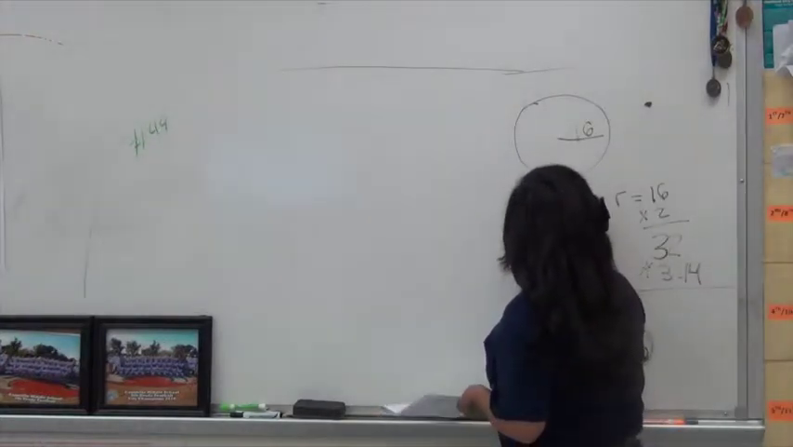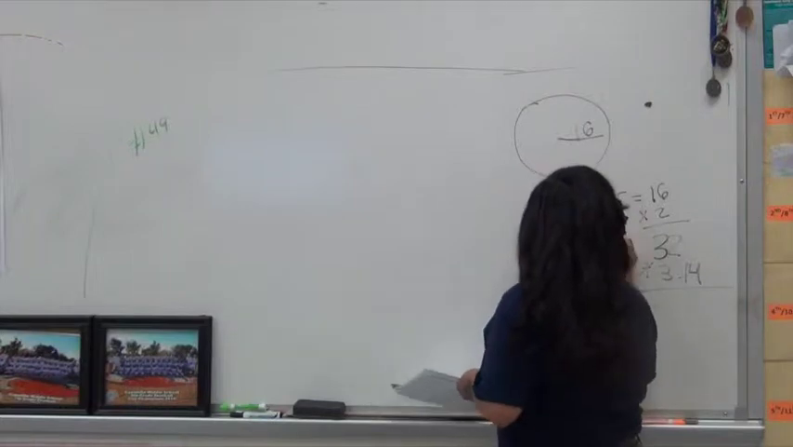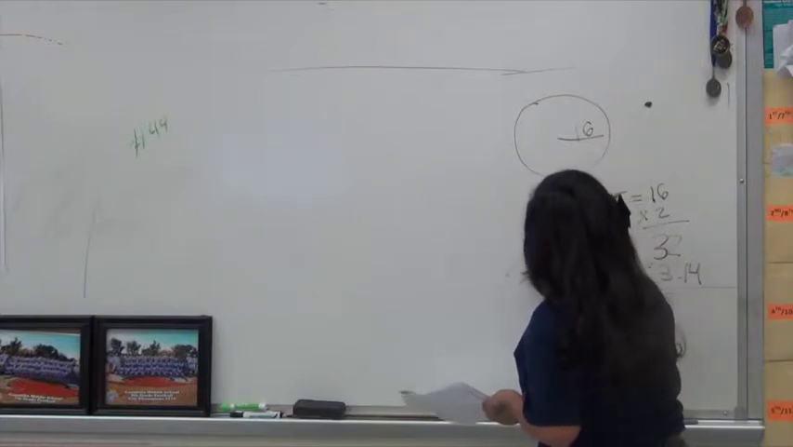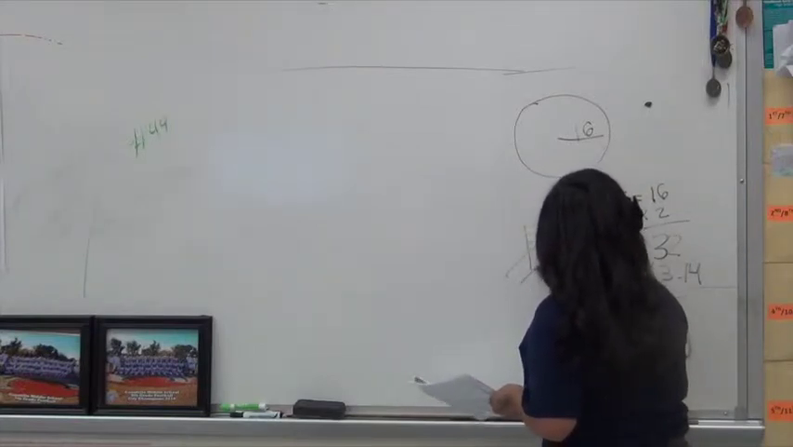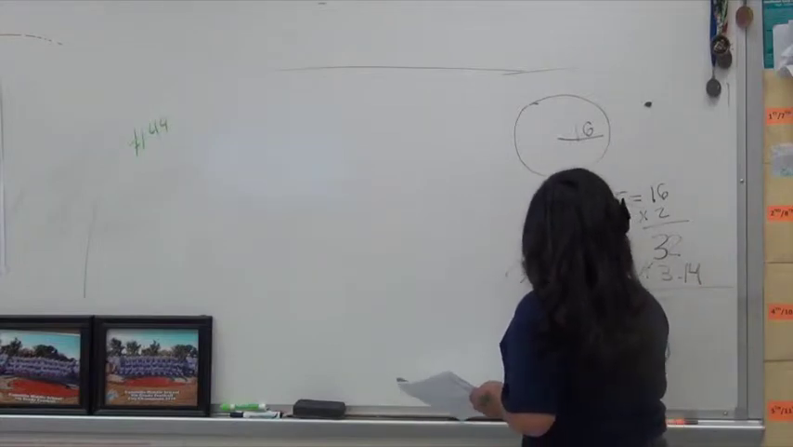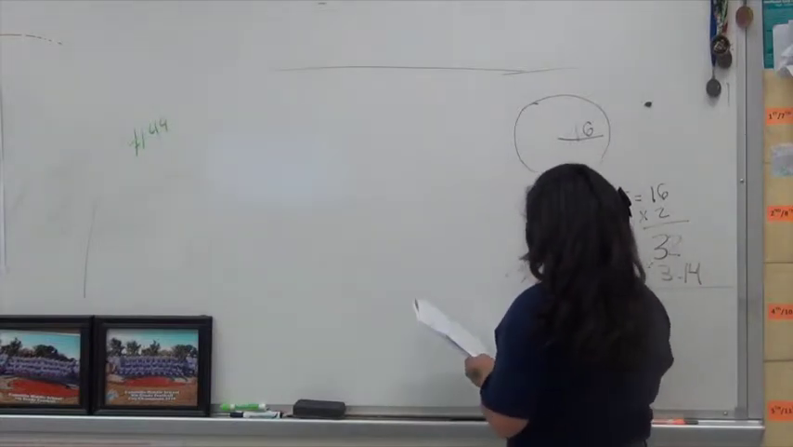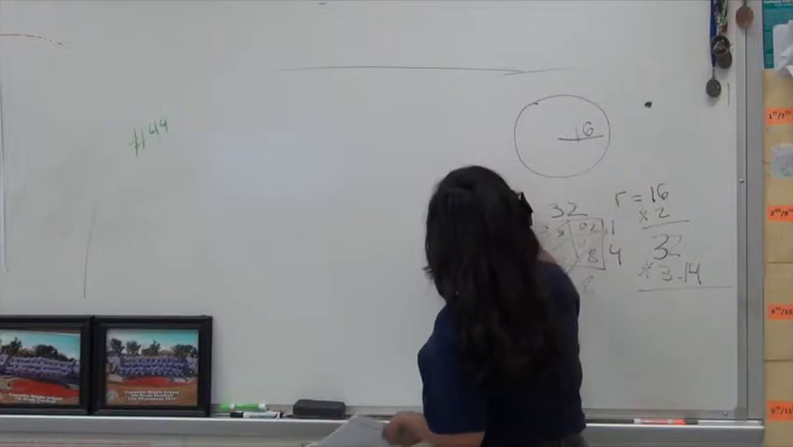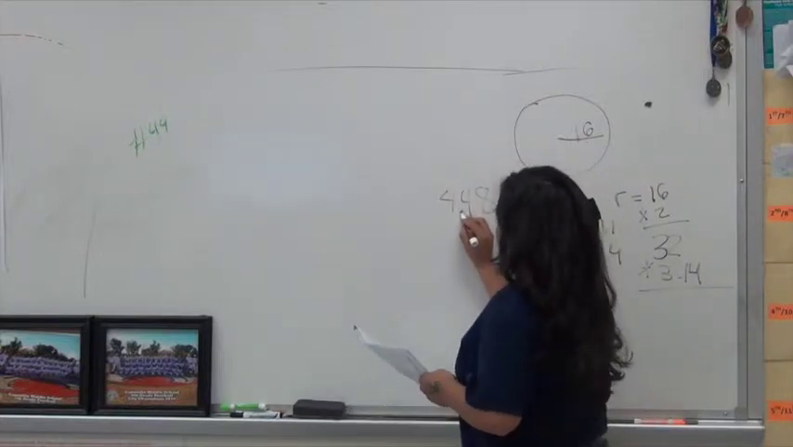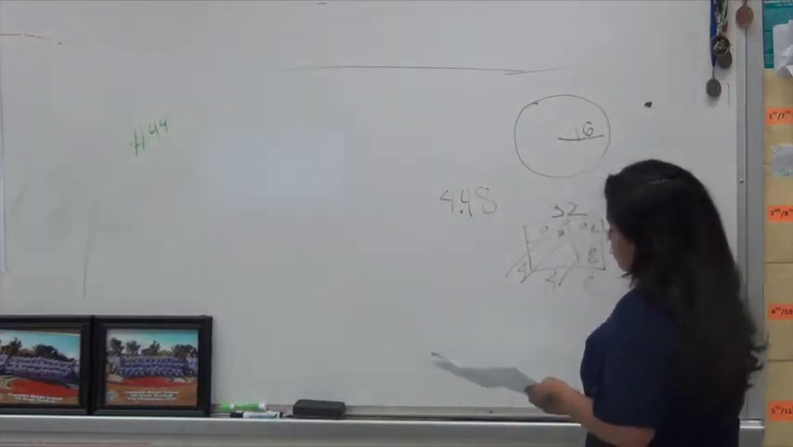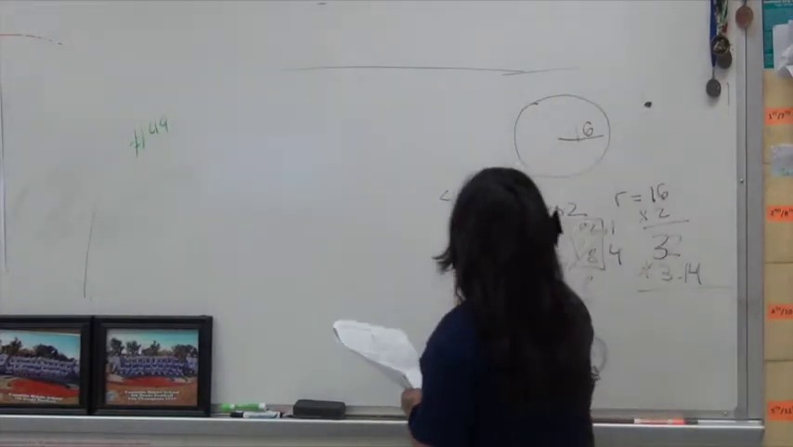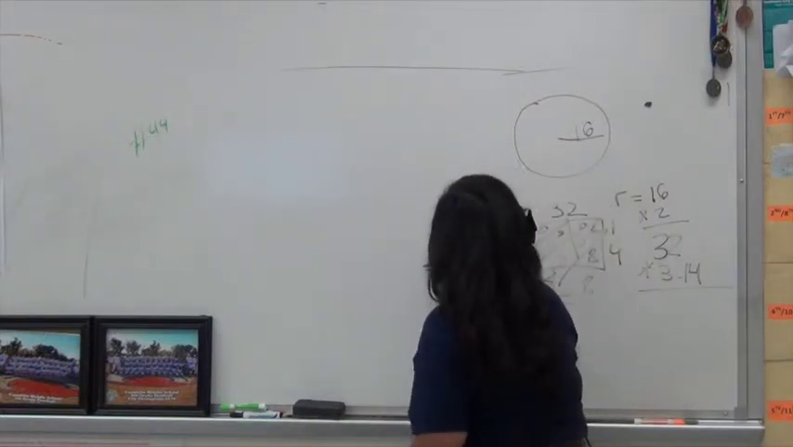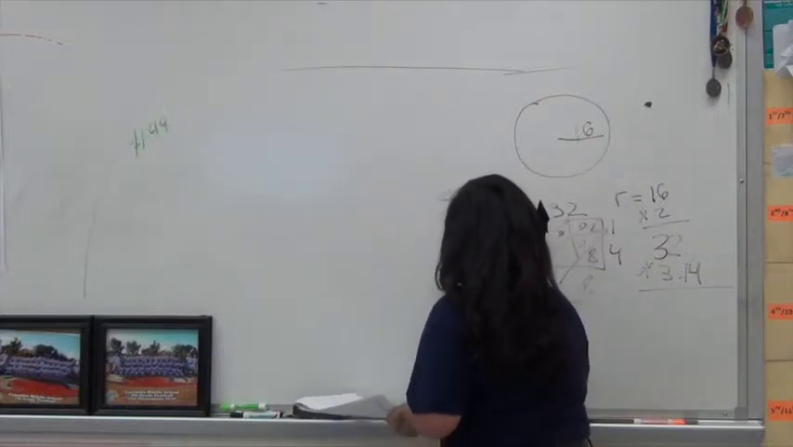So 32 times 14 is 448. And then you add the decimal point here. This is 0.14. And then 96. 32 times 3, 96.